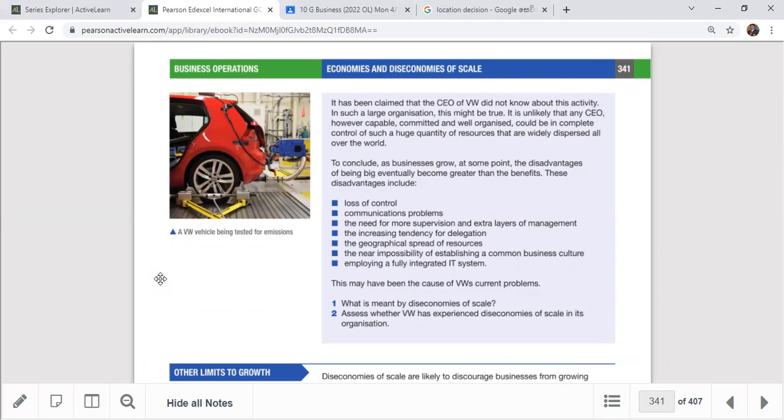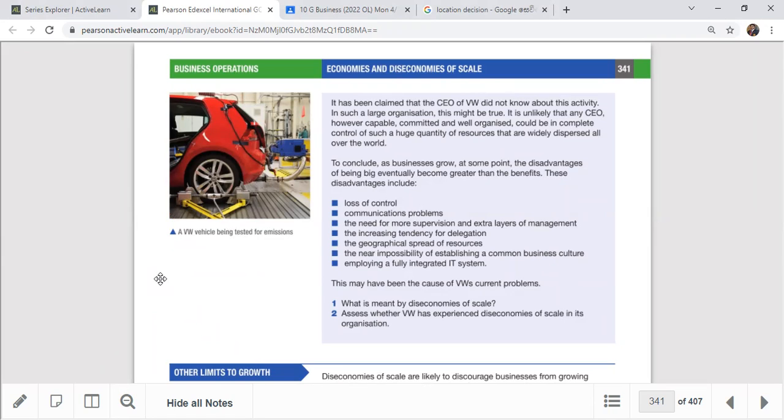To conclude, as businesses grow, at some point, the disadvantages of being big eventually become greater than the benefits. These disadvantages include loss of control, communication problems, the need for more supervision and extra layers of management, the increasing tendency for delegation, geographical spread of resources, the near impossibility of establishing a common business culture, and employing a fully integrated IT system. This may have been a cause of VW's current problems.